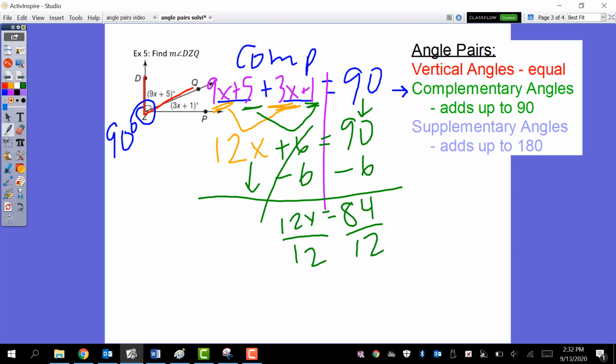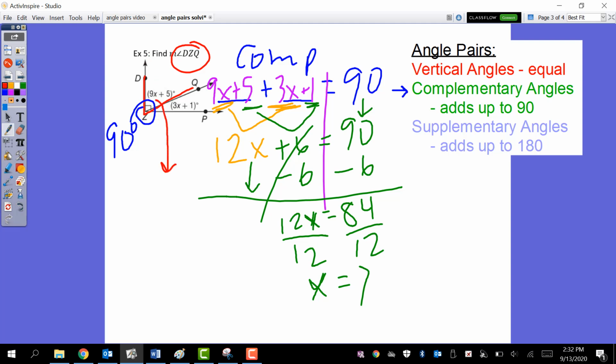Divide by 12. And I get x, not y. Oof, see, that's what happens when you don't write well. 84 divided by 12 is 7. Is 7 my answer? No, not my answer. What did it want at the beginning? It wanted DZQ, which I highlighted in the picture. That's why I highlighted it.